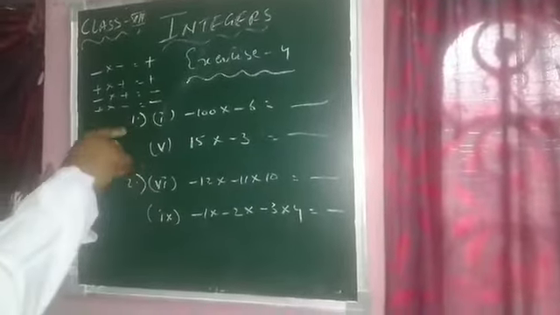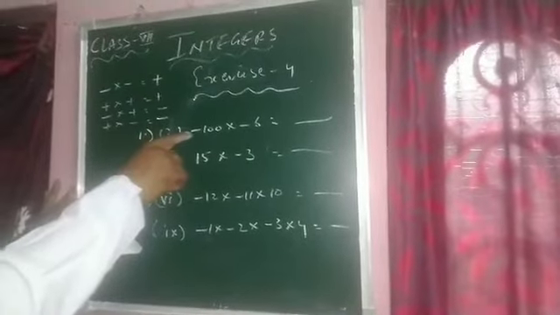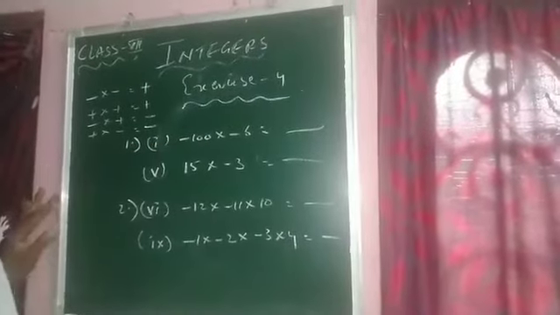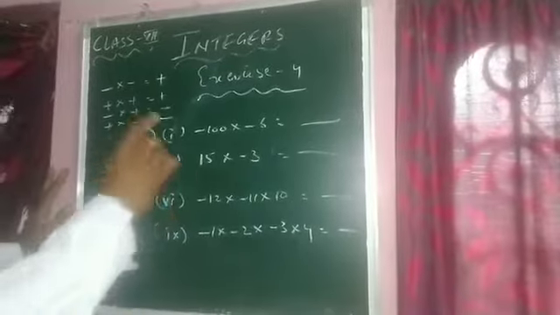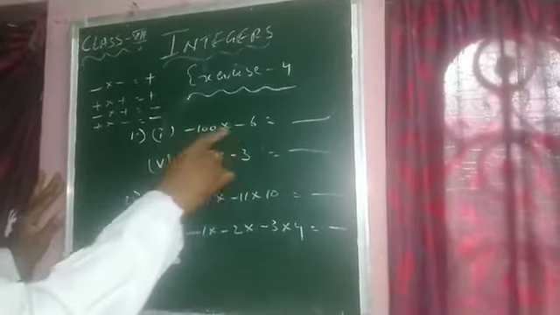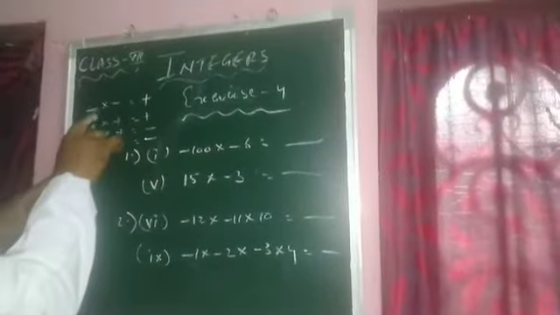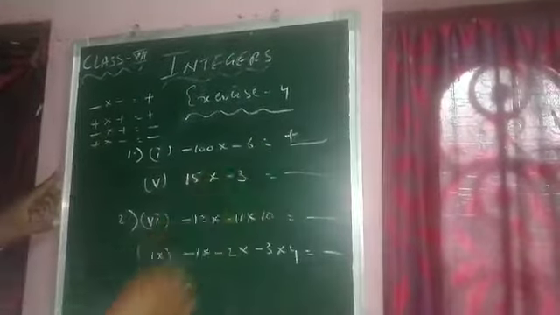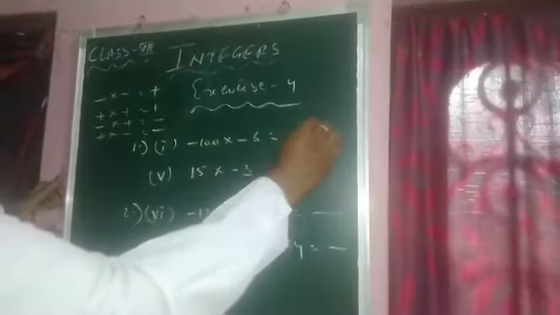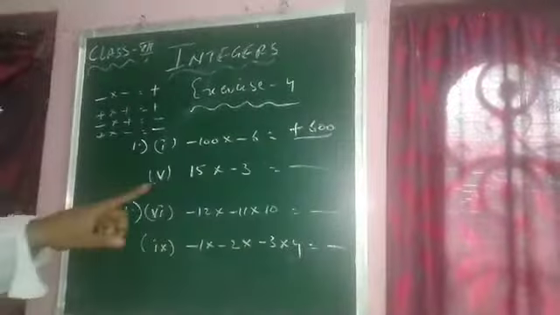Now exercise 4. Here, first question: minus 100 into minus 6. When we are multiplying, first you multiply the signs. Minus into minus, the sign is positive. 100 into 6, 600. Now we are coming to the fifth.